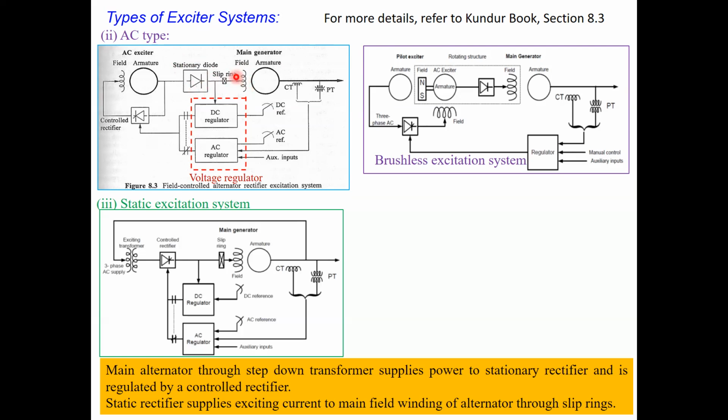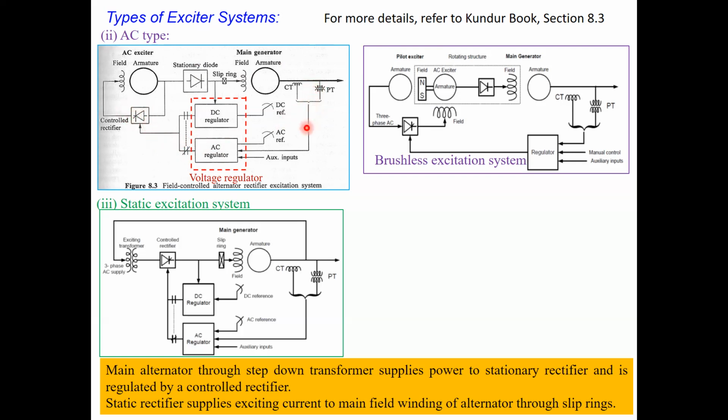But again, what about the excitation for this AC exciter? Again, you can see here from the generator terminal, you get some signal through the regulator part, because we want to control the voltage based on the requirement of the field current. Based on that, here you can see it is rectified.